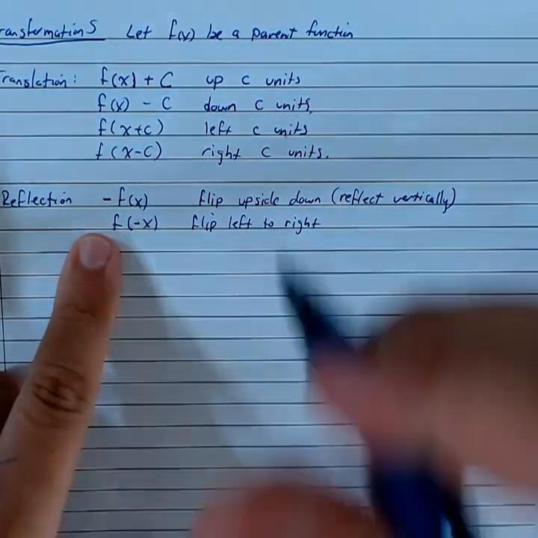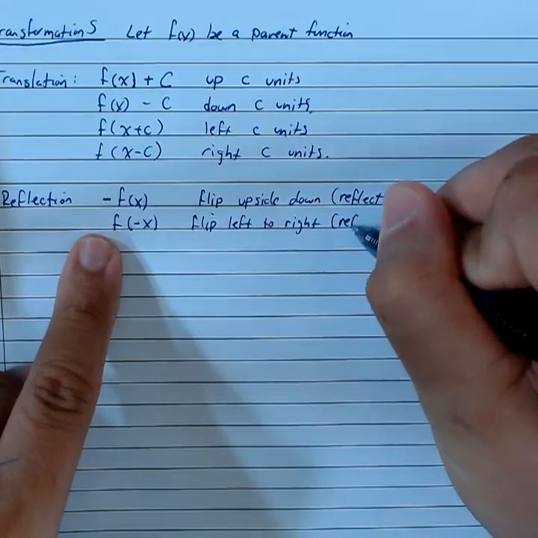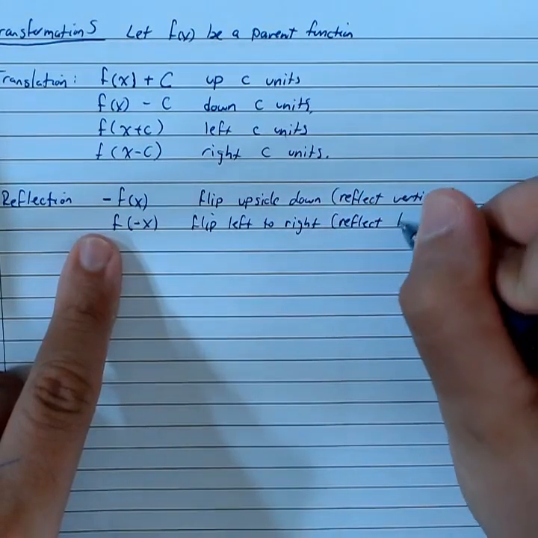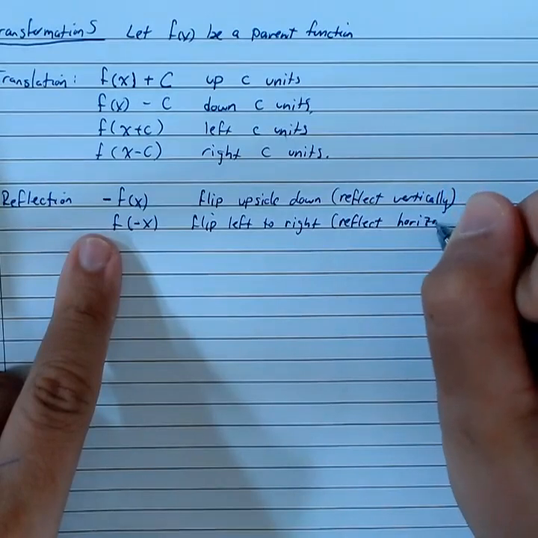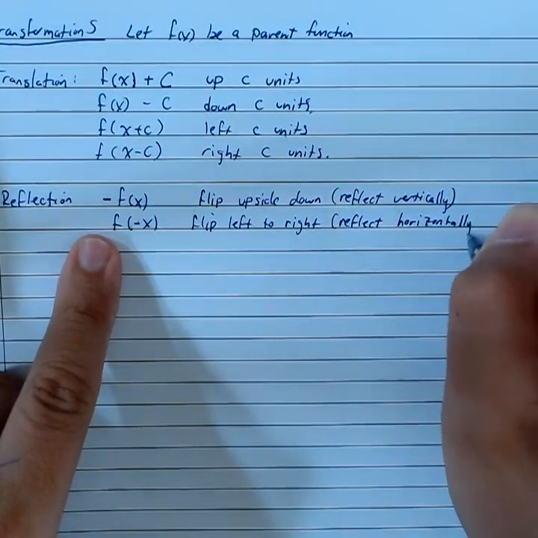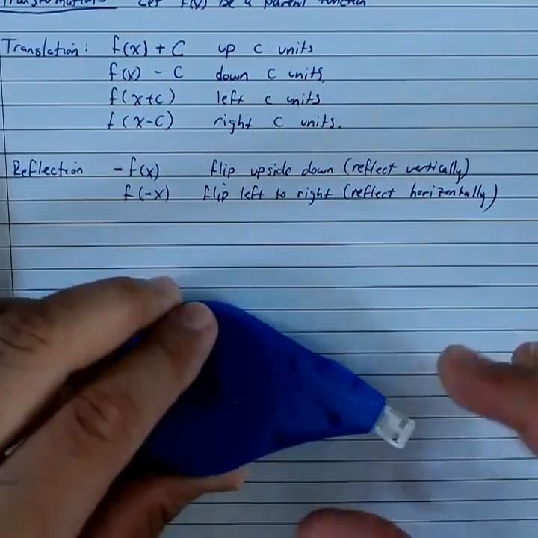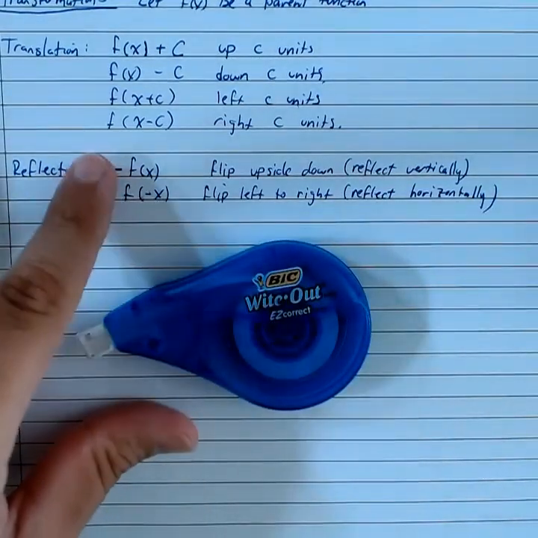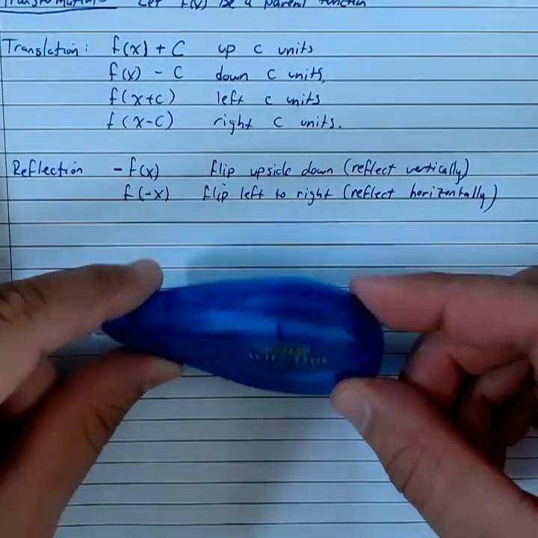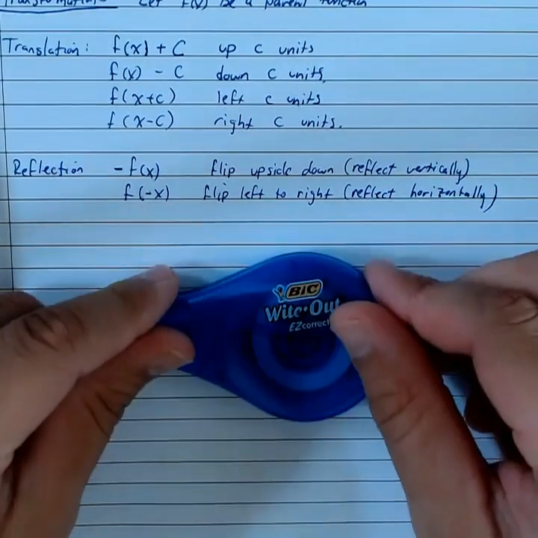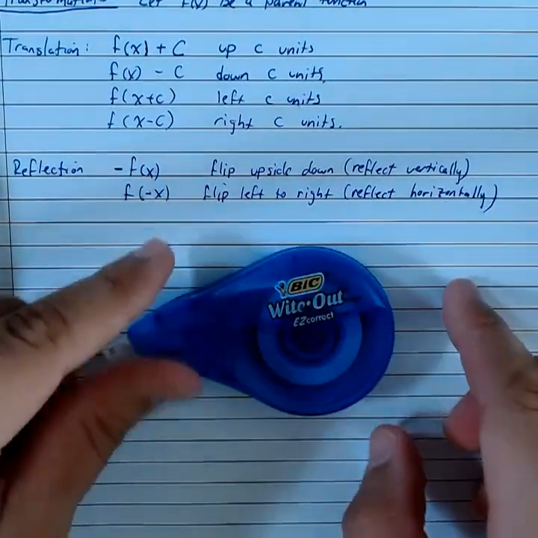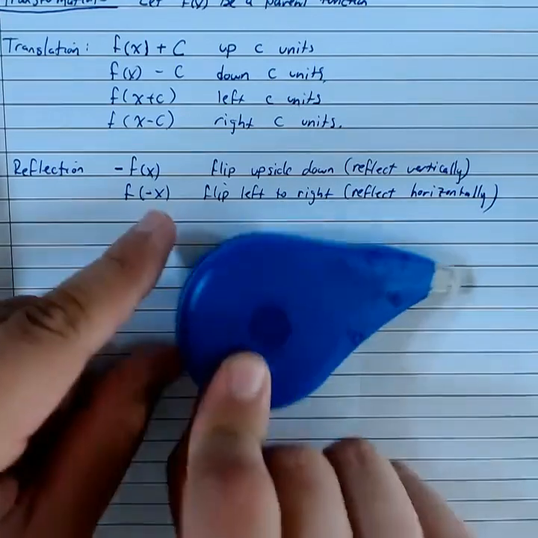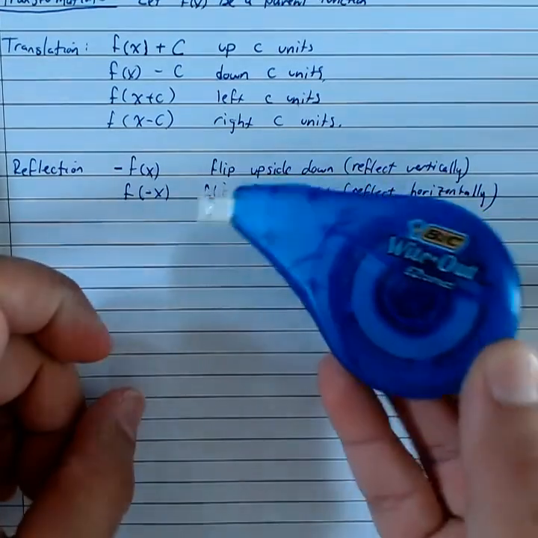And again, the formal phrase would be you're going to reflect horizontally. So flip, you have your object. If you multiply by -1, it flips everything upside down, top to bottom. If you multiply with just the argument, that's going to flip things left to right across the side this way.